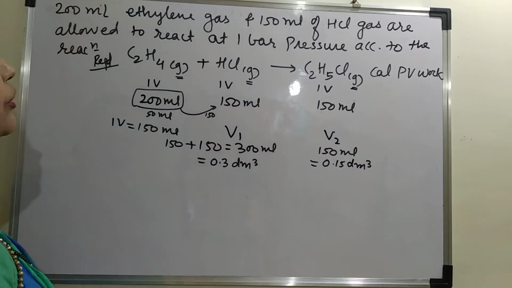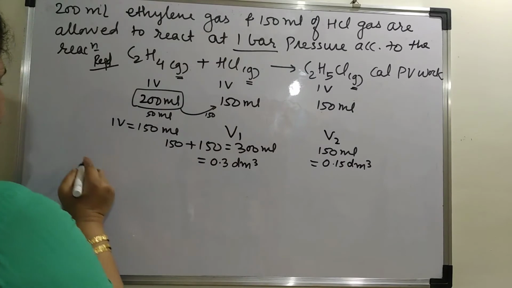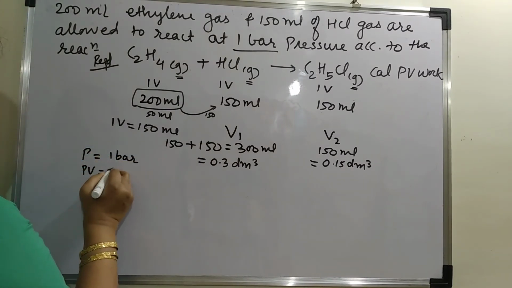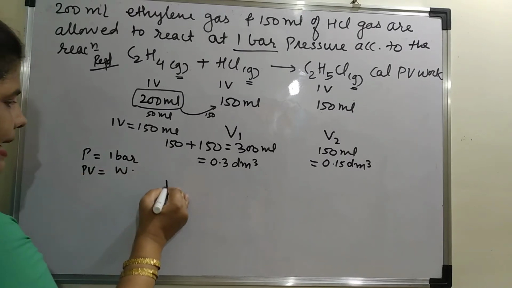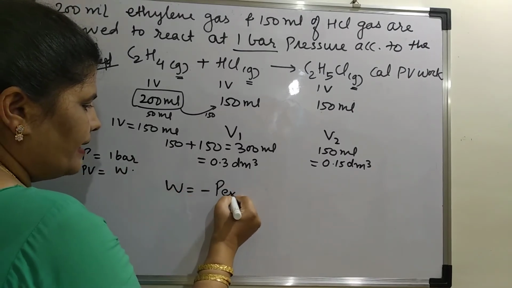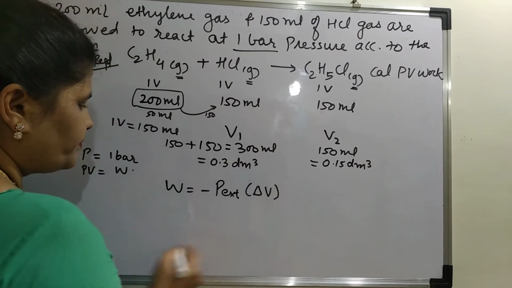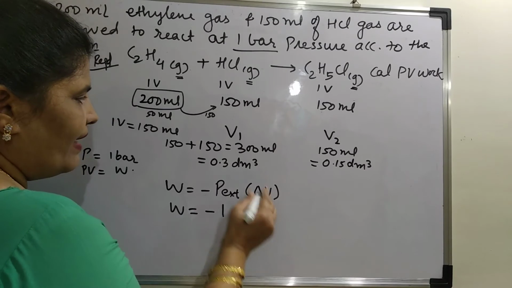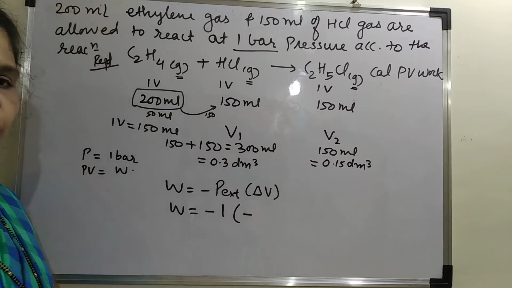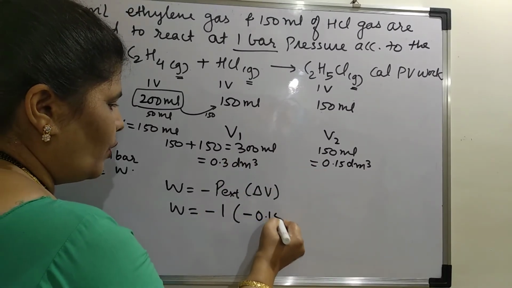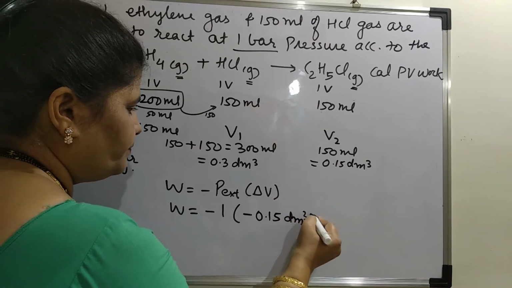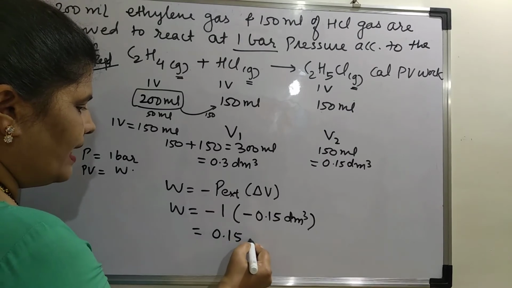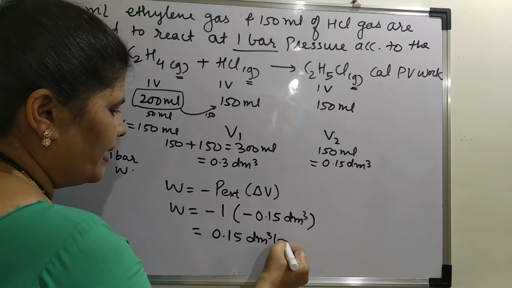Now the pressure they have given is 1 bar. So pressure is 1 bar and now they want PV type of work, that is W. So W is equal to minus P external delta V. So W is equal to minus 1. Let us find the difference between the two. It will be 0.15 dm cube. This is in bar, so this is equal to 0.15 dm cube bar.